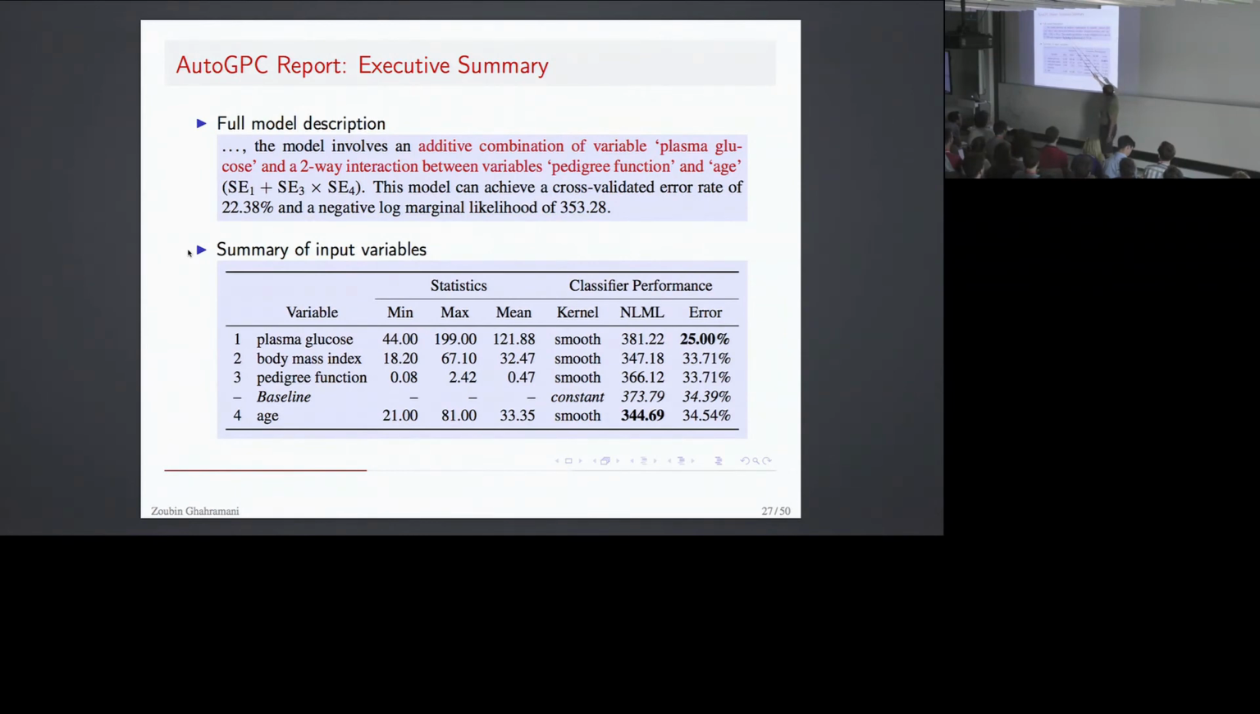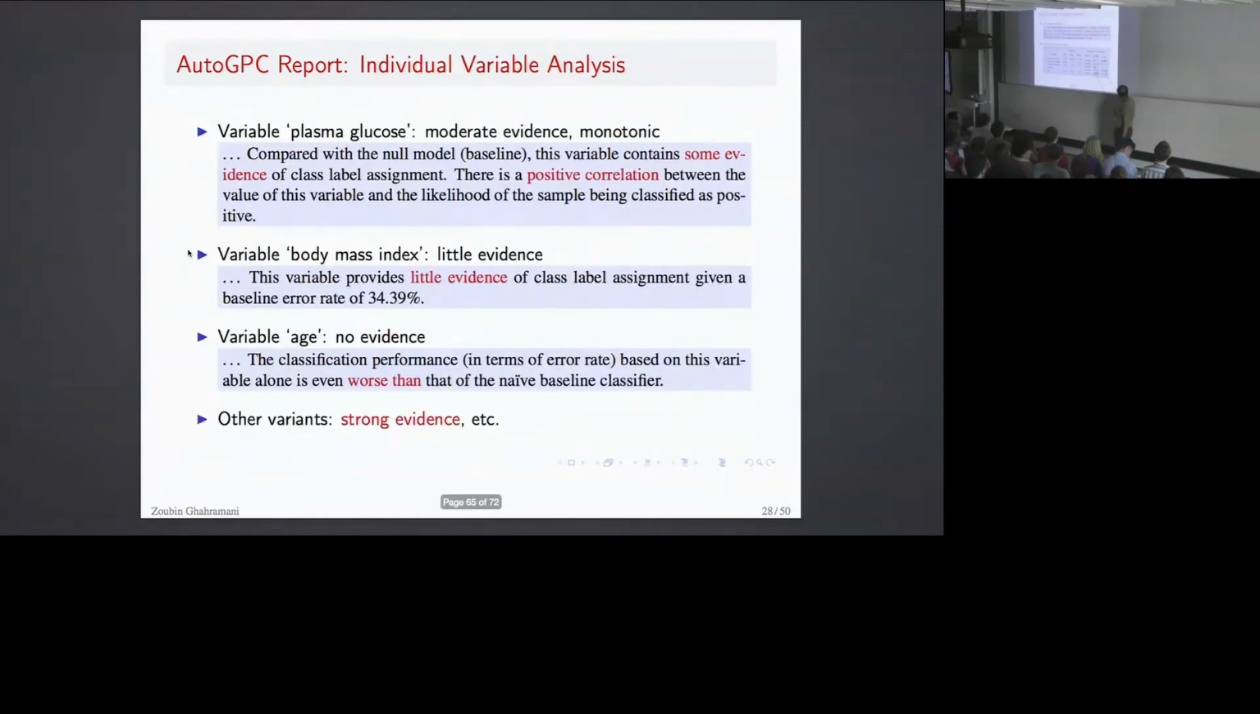And what the search procedure does is find structure in the data. It says the best model it found involved an additive combination of the variable plasma glucose and a 2-way interaction between the variables pedigree function and age. This is in this diabetes data set. And then the report produces each variable and its importance using various metrics, and it also tries to verbally describe the relationships between the inputs and the outputs.